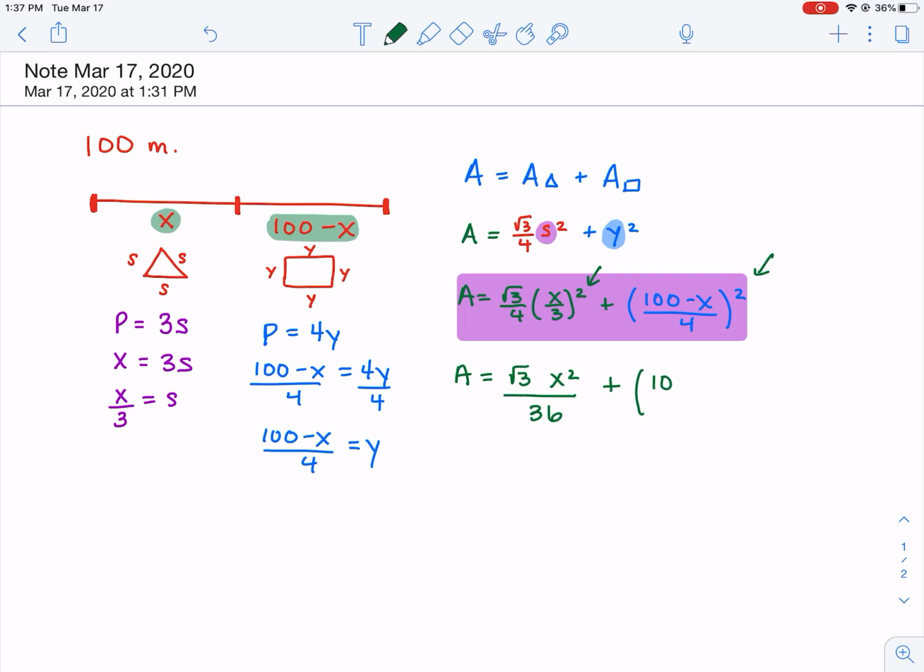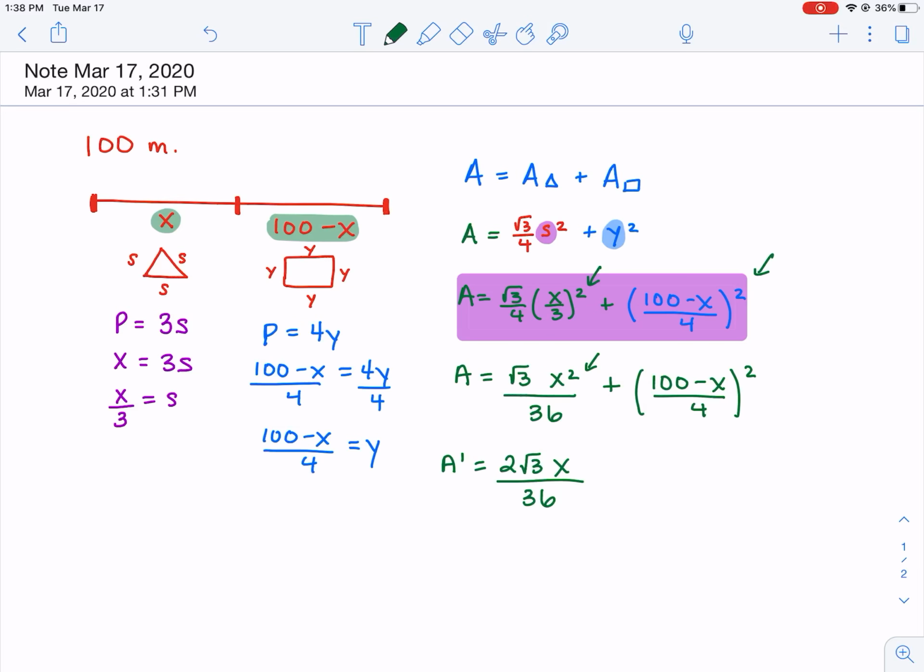So if I keep this as (100 minus x over 4) squared, I now have an expression for area that is solely based off of x. There's no other variable in there at all. If I try to take the derivative now, because remember when you want to maximize or minimize, that means we're going to take our derivative and set it equal to 0. We can take this expression and use the power rule on this term. So that would be 2 square root of 3 x over 36.